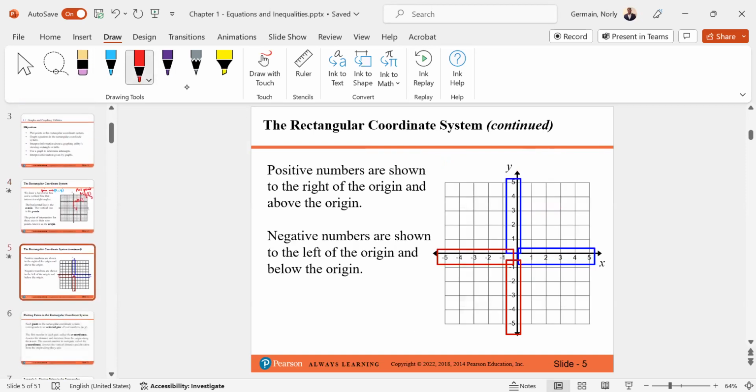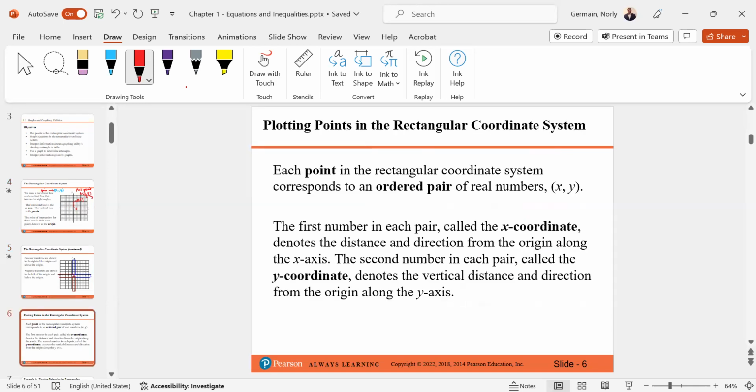Now, in the rectangular coordinates, as we said, the numbers shown to the right of the origin and above are positive, and the others are negative, which is what I was trying to explain using this number line. So that's plotting points in the rectangular coordinates as I just showed you. Each point in the rectangular coordinate system corresponds to an ordered pair, like (x, y).